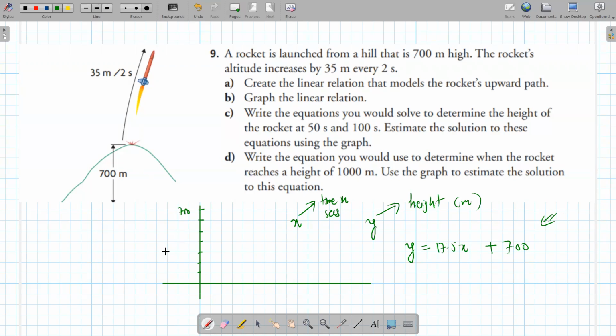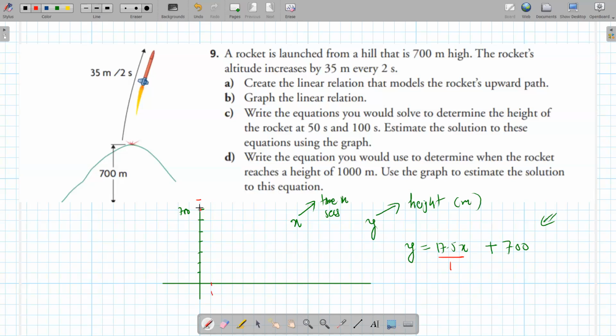The y-intercept is 700. So would the first one be 700? Yeah, there's our first point. And then it would be 17.5 plus 700, which is 717.5. And then we go to the right by 1. Yeah, there we go. It's simple.